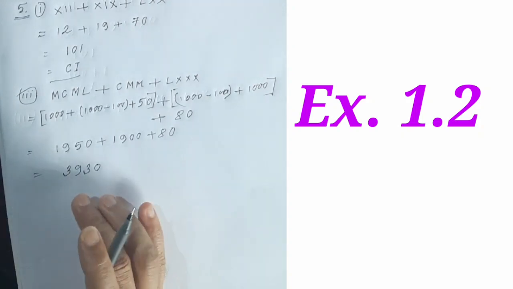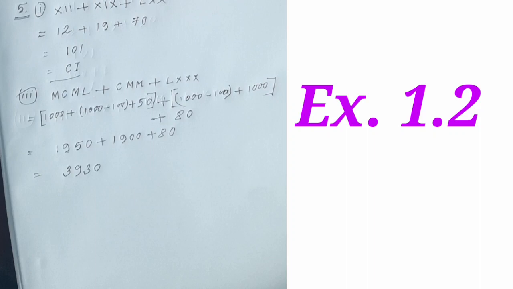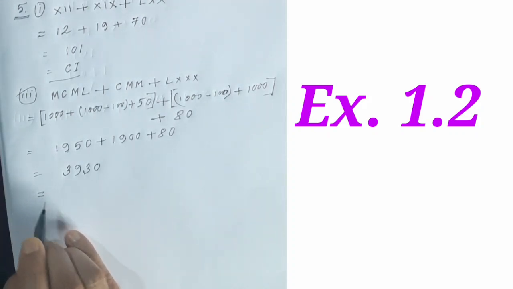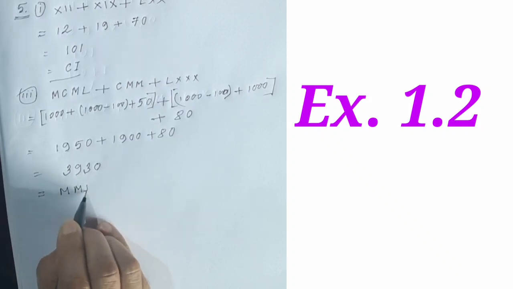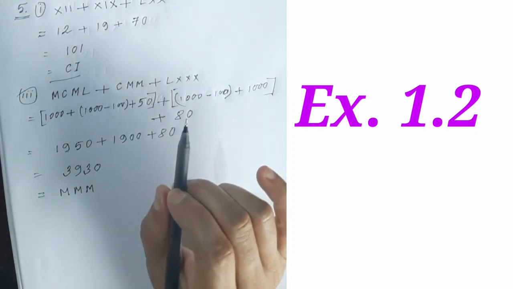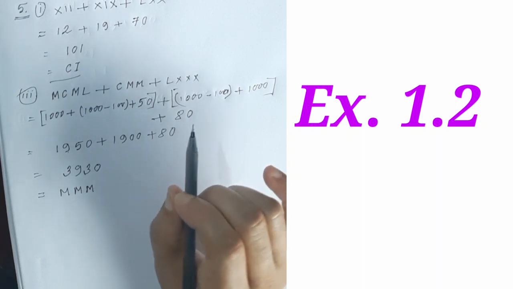Now convert this 3930 to a Roman numeral. So here first we have 3000. So 3000, I will write 3000 is M. How many thousands we have? 3000. Now 900, is it? Now 930, we'll write 930.